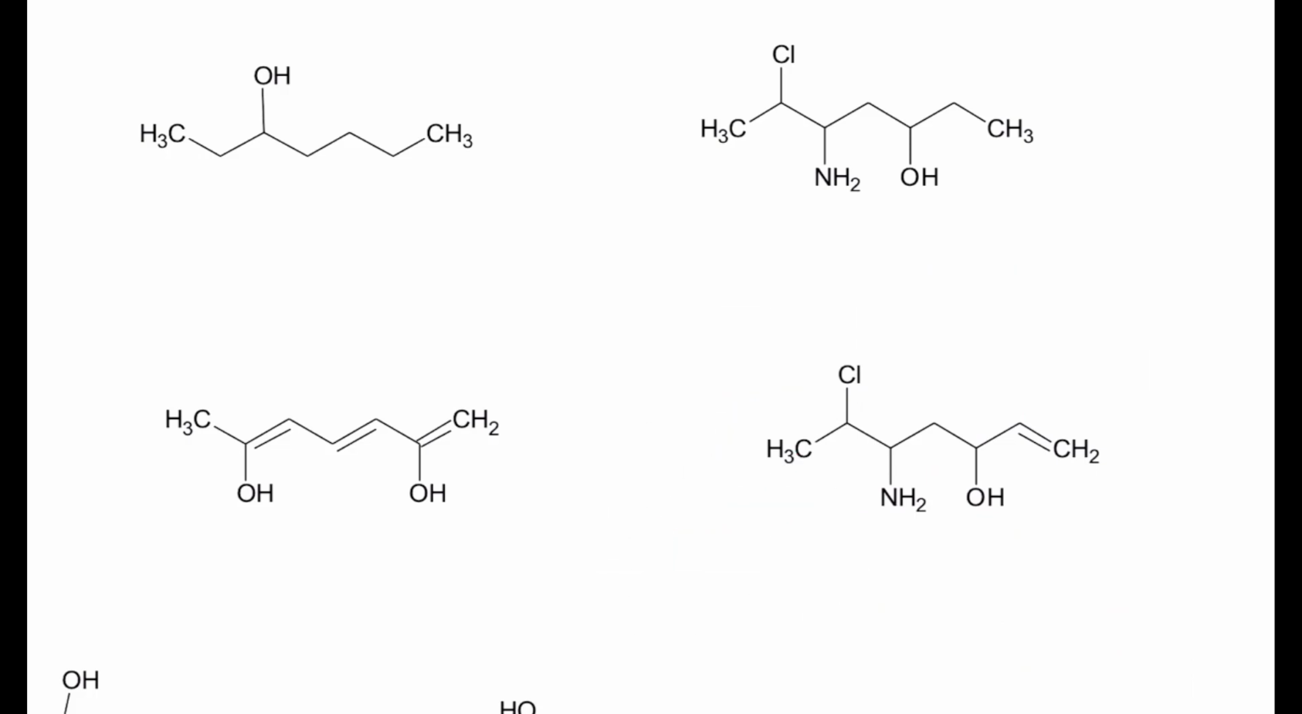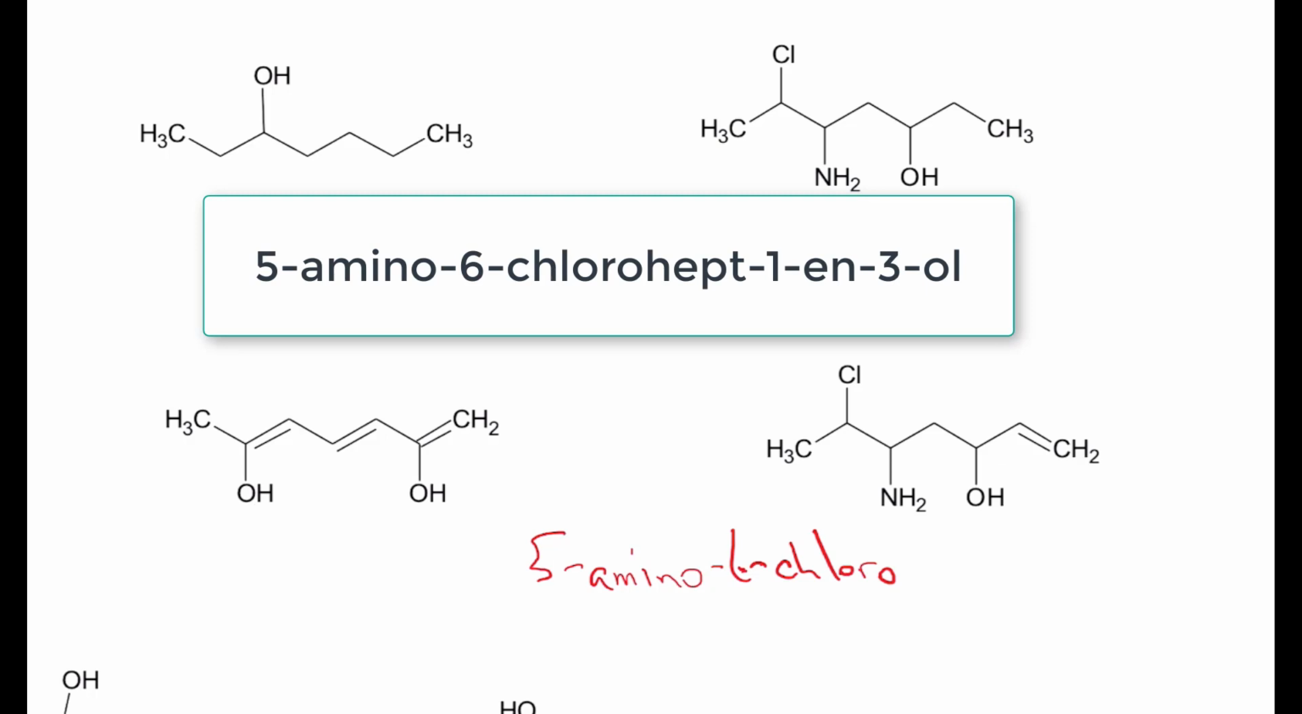And so I would now call this a 5-amino-6-chloro-hept-1-en-3-ol. In the 3 position here is the alcohol, highest priority, so it gets part of the parent chain name. The double bond is in the 1 position, so we start on the 1 carbon.